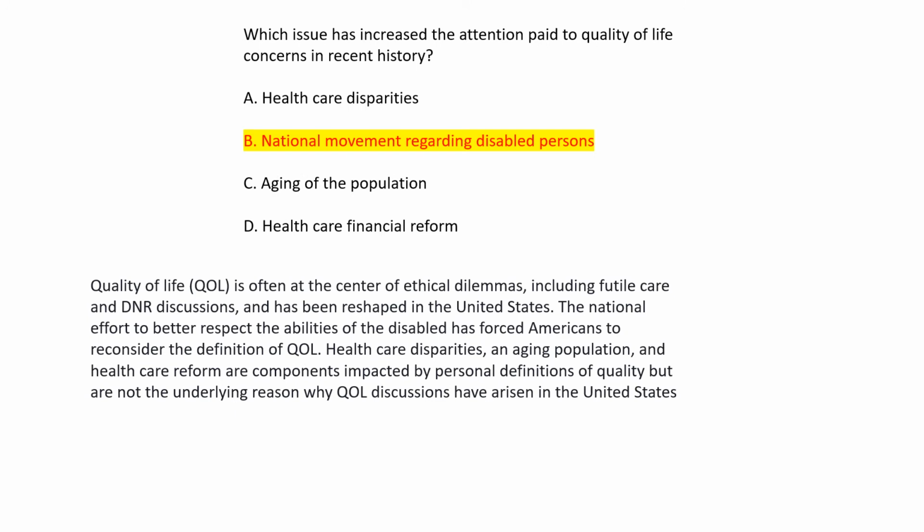Answer B. National movement regarding disabled persons' quality of life. QOL is often at the center of ethical dilemmas, including futile care and DNR discussions, and has been reshaped in the United States. The national effort to better respect the abilities of the disabled has forced Americans to reconsider the definition of QOL. Healthcare disparities, an aging population, and healthcare reform are components impacted by personal definitions of quality but are not the underlying reason why QOL discussions have arisen in the United States.